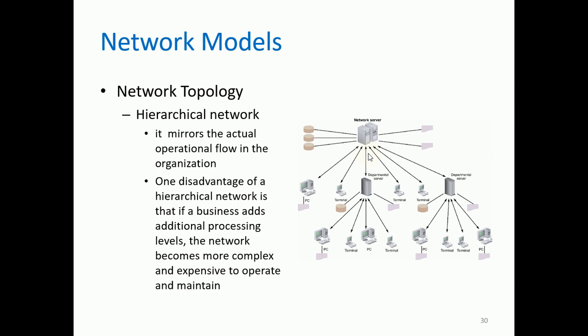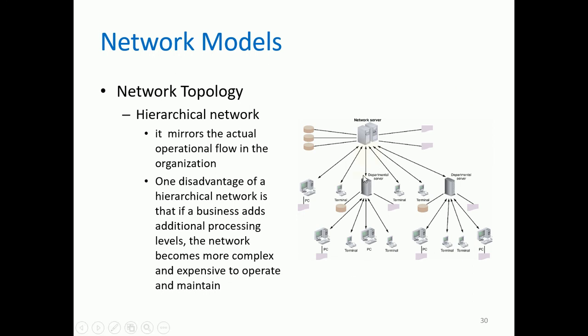Aside from the protocols, we also have network topology. Our first type of topology is the hierarchical network. It mirrors the actual operational flow in the organization. One disadvantage of a hierarchical network is that if a business adds additional processing levels, the network becomes more complex and expensive to operate and maintain.